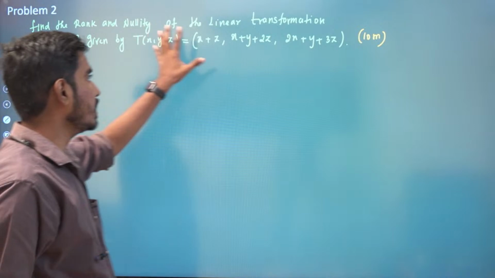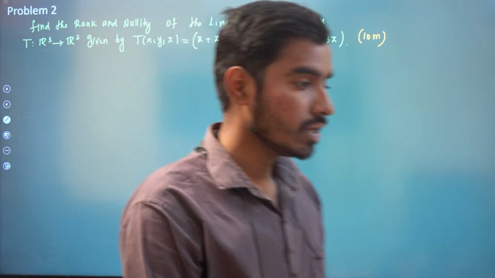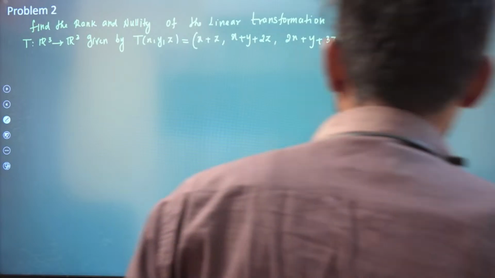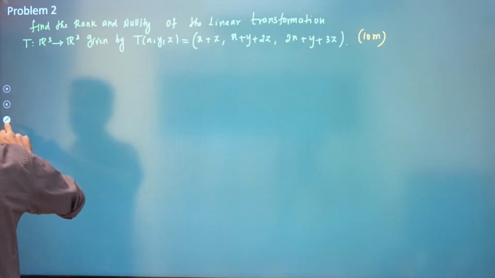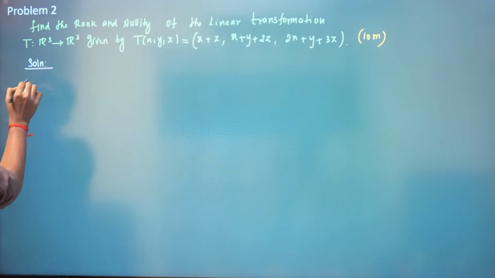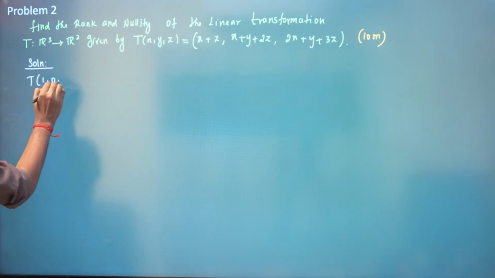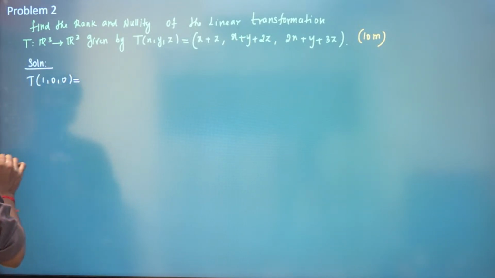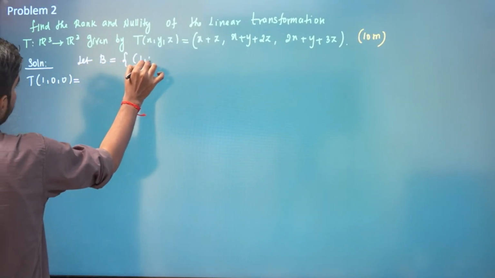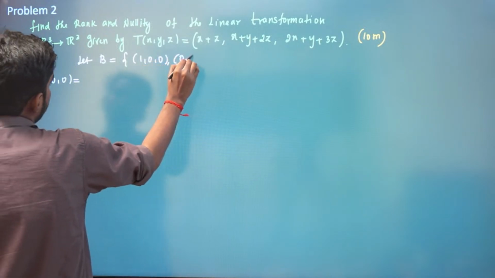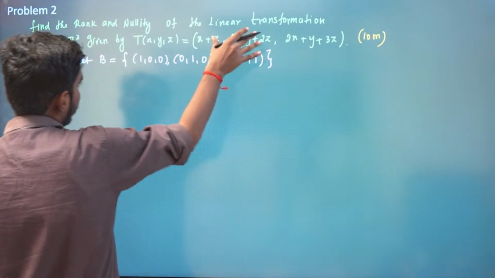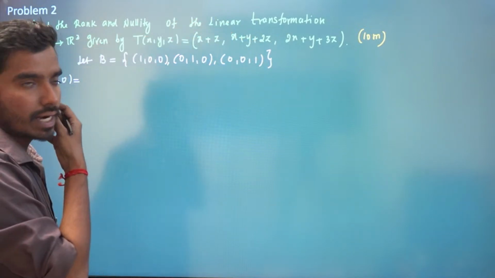Okay. So first, what we will do is we will find the corresponding matrix for this linear operator, and for that corresponding matrix, we will find the rank and nullity. So we will find the corresponding matrix with respect to the standard basis. So let the standard basis be 1 comma 0 comma 0, 0 comma 1 comma 0, 0 comma 0 comma 1. Right? We will try to find the matrix for this T with respect to the standard basis.